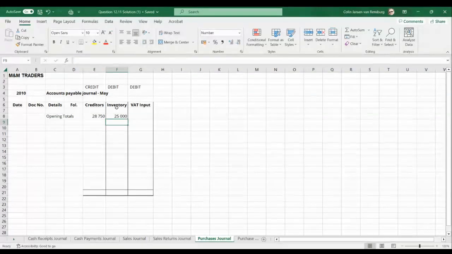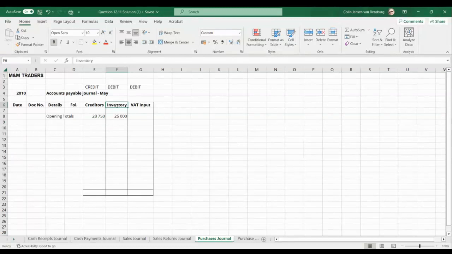Now, once again, if we had been using the perpetual inventory system, obviously we would have debited our inventory account, right? But in this case, we are using the periodic inventory system, so that will be our purchases account. Okay, so we've got our creditors, we've got the purchases. Let's see what else is there. The VAT input 3,750.